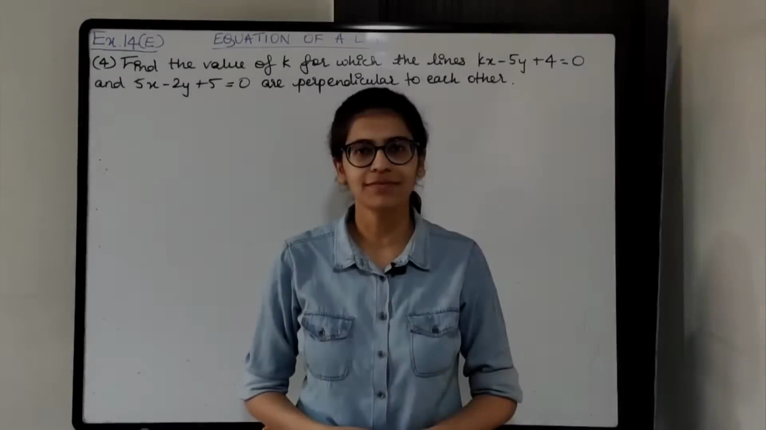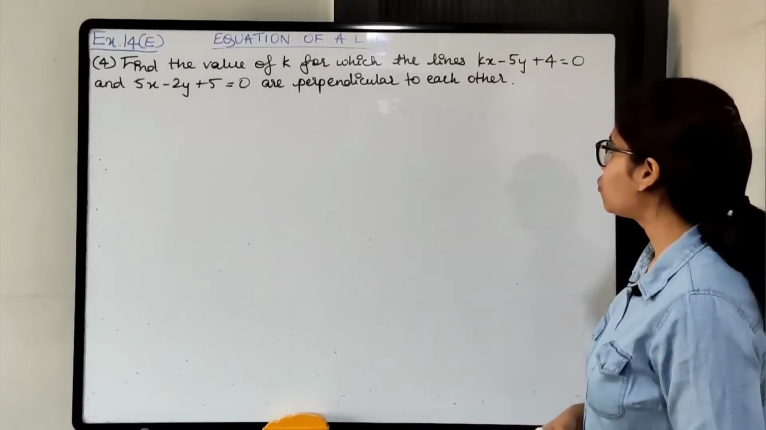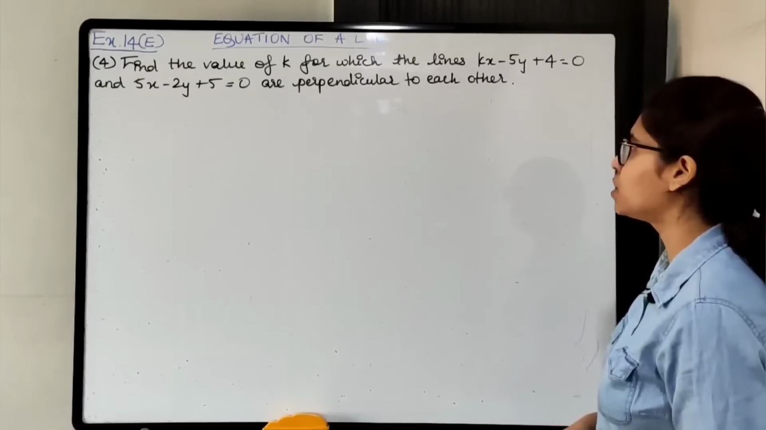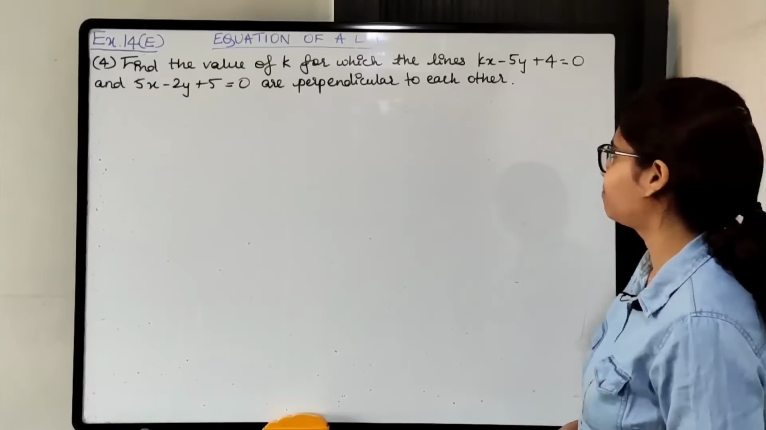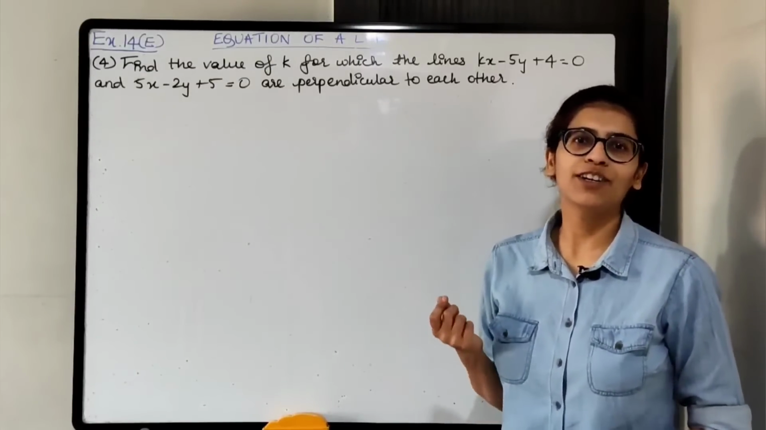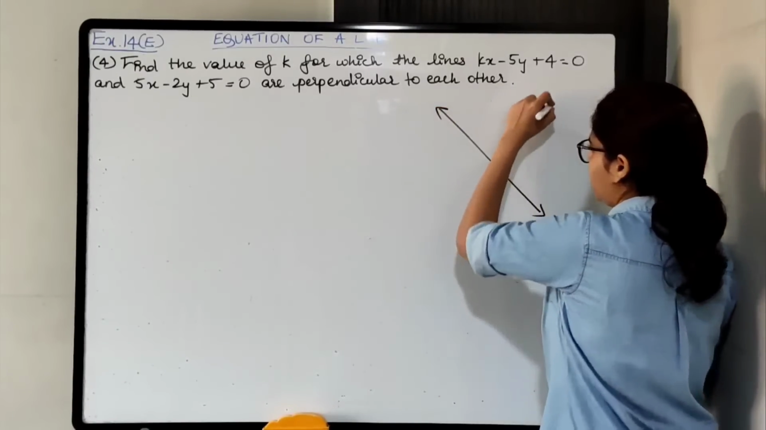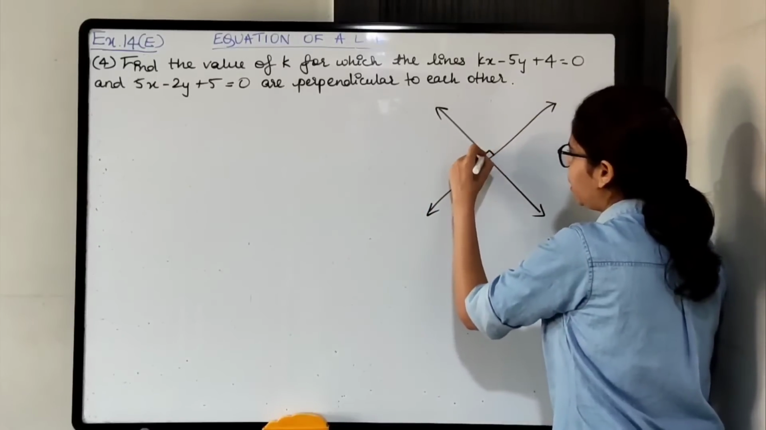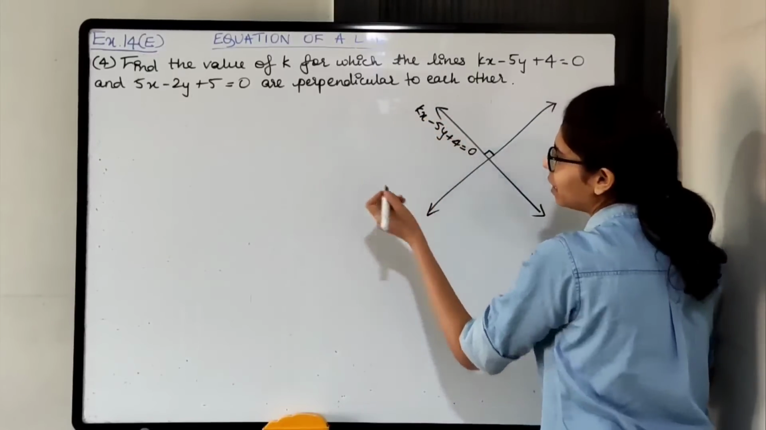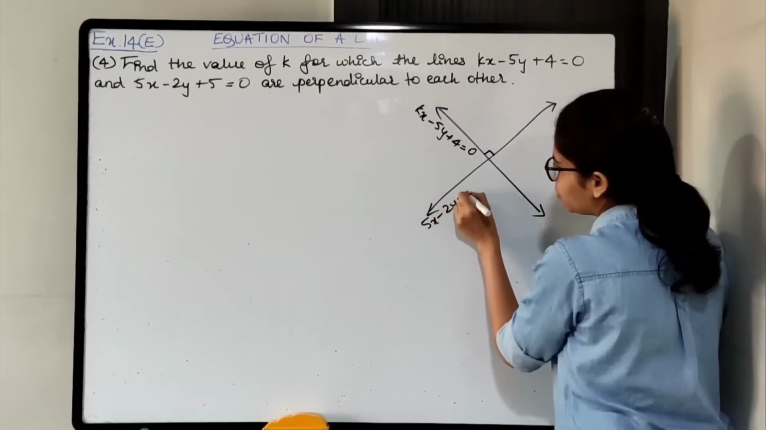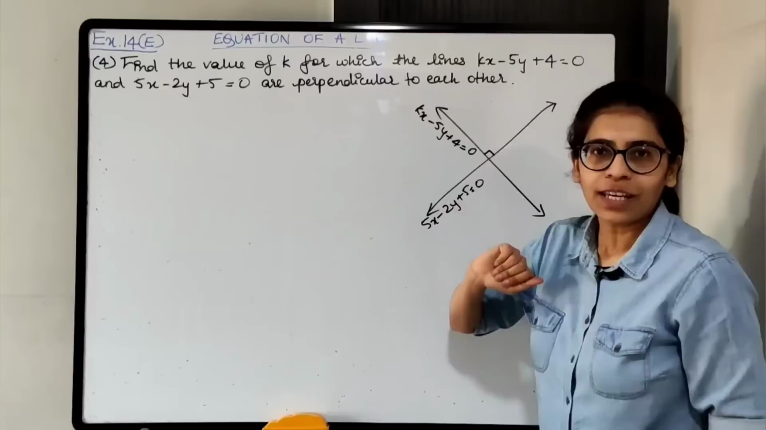All right, let's solve the next question. Question number 4. Find the value of k for which the lines kx minus 5y plus 4 equal to 0 and 5x minus 2y plus 5 equal to 0 are perpendicular to each other. There are two lines which are perpendicular and their equations are given. First equation is kx minus 5y plus 4 equal to 0. Second equation is 5x minus 2y plus 5 equal to 0. How will I find the value of k?